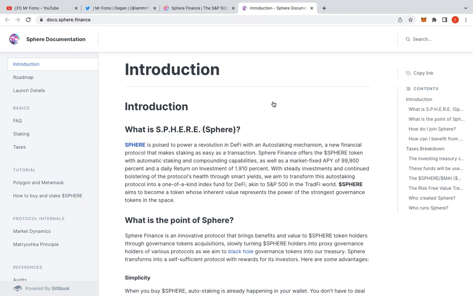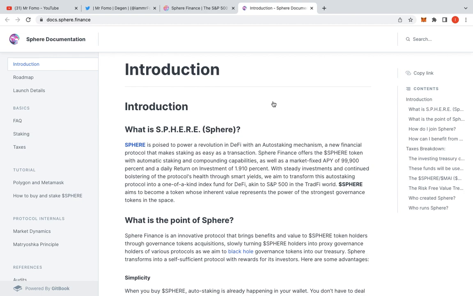Its auto staking mechanism is a new financial protocol that makes staking as easy as transactions. Sphere Finance offers the Sphere token with automatic staking and compounding capabilities, as well as a market fixed APY of 99,900% and a daily return on investment of 1.910%. So 1.9%, guys, pretty much.